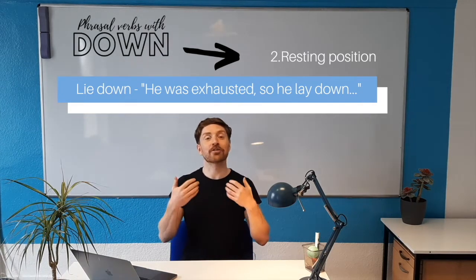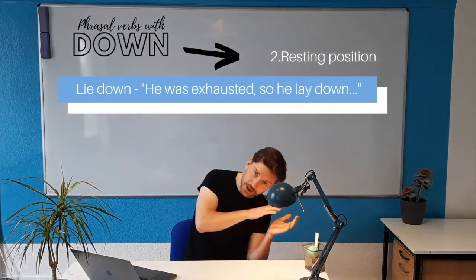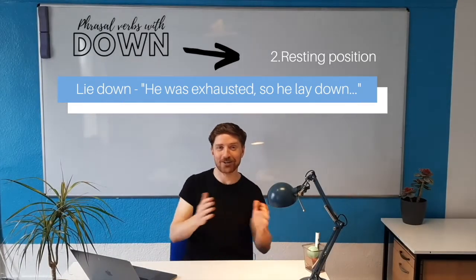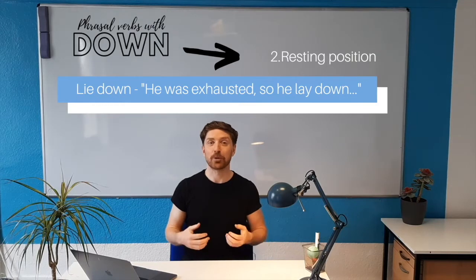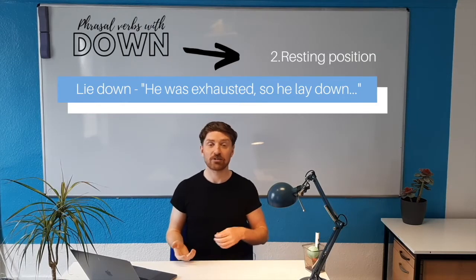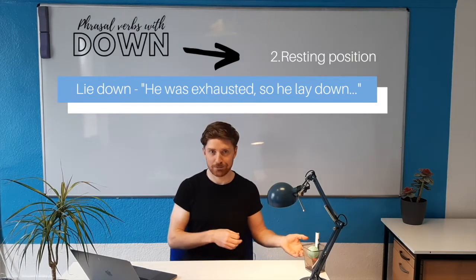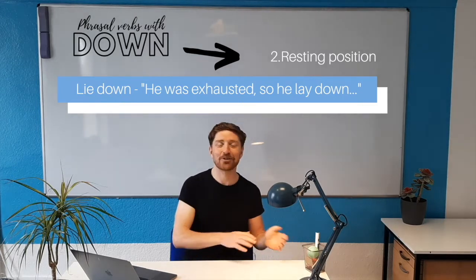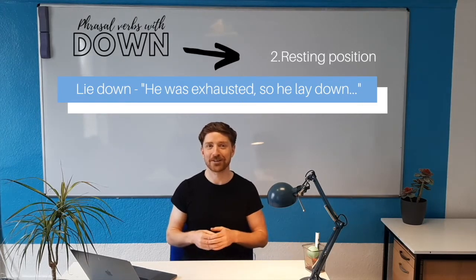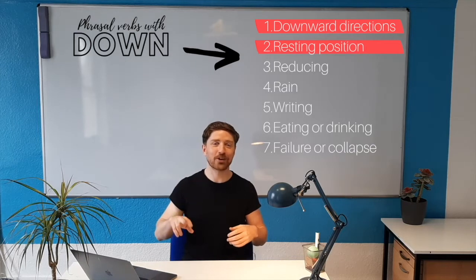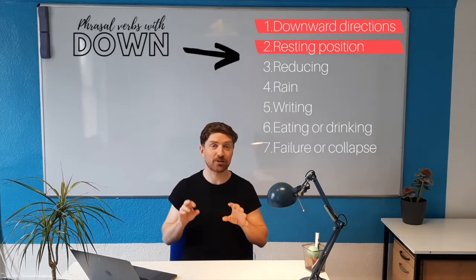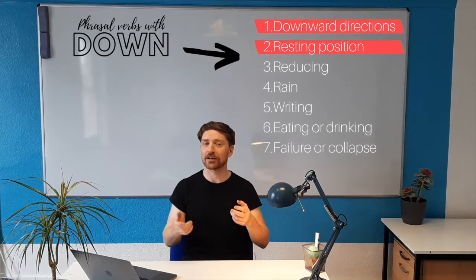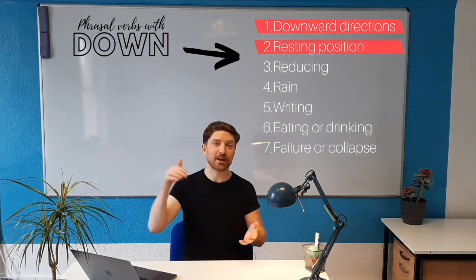So you're first standing and then you lie down. So it's a description of the movement. For example, we could say he was exhausted, so he lay down to take a nap. Okay, so he lay down to sleep for a few minutes. So that's it. That's the first 2 groups of phrasal verbs with the preposition down. So these ones are pretty easy, I think. So we're basically just talking about a downward movement.